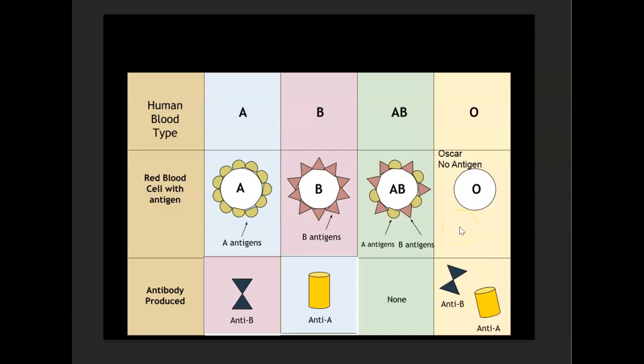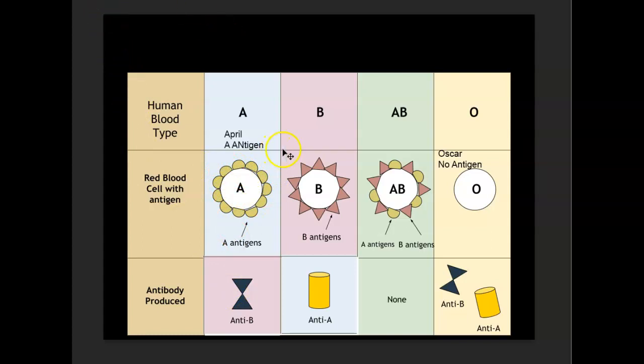So bodies can make antibodies for the other blood types. So blood type O has no antigens, so it'll make both types of antibodies. But I just got way too far ahead. So going back, blood type A has these beautiful circles as the antigen. So April has circles as her antigen.